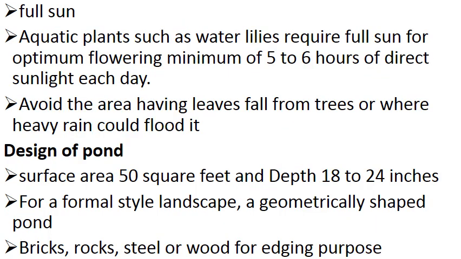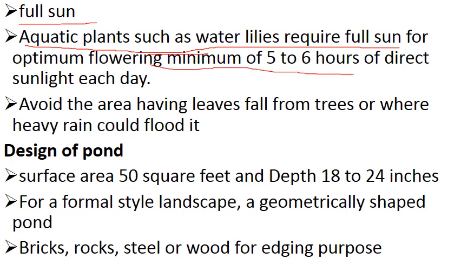What are the requirements of that location? There should be full sun. Those aquatic plants we already discussed in the previous slide require full sun. Aquatic plants such as water lilies require full sun for optimum flowering. They require a minimum of 5 to 6 hours of direct sunlight each day. Just imagine how much sunlight they require, 5 to 6 hours each day.